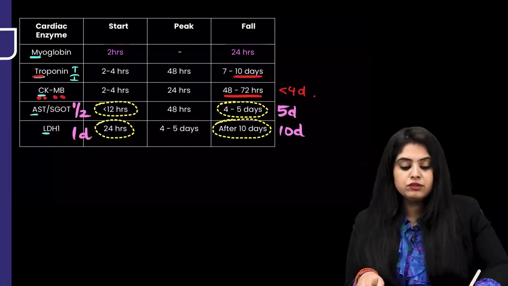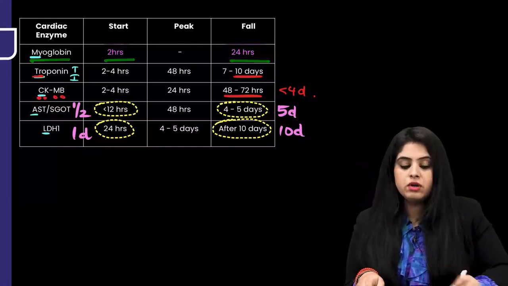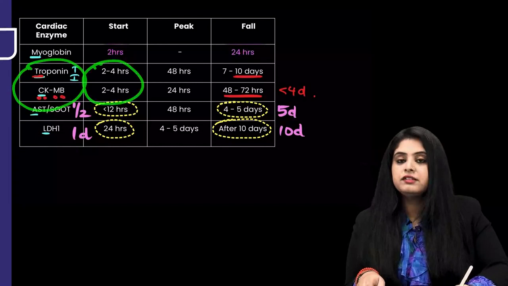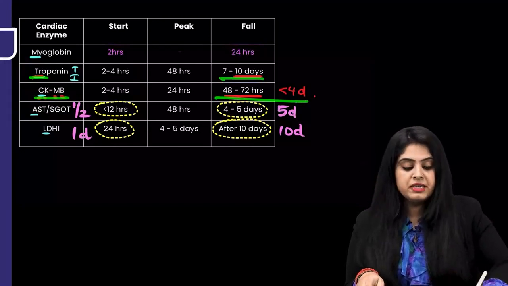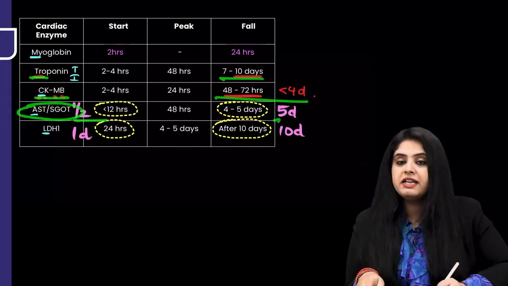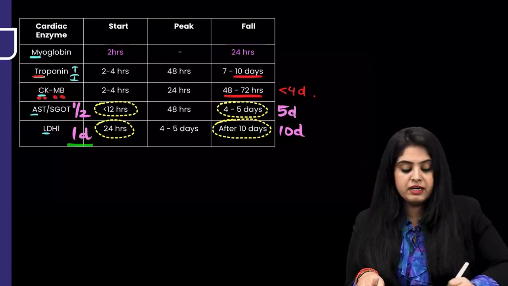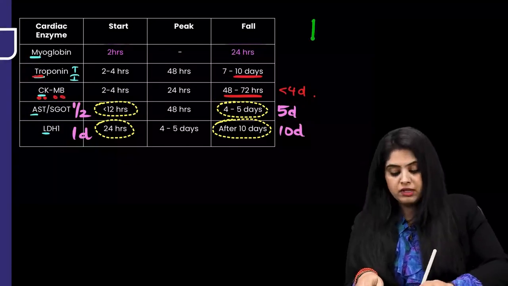Your table is done. So myoglobin 2 hours and 1 day gone. Troponin and CKMB rise in the same time, 2 to 4 hours, but troponin T is 10, so it falls by the 10th day. CKMB falls before the 4th day. Then AST is going to be half day and 5 days, so LDH is double, 1 day and 10 days. That is what completes your table.